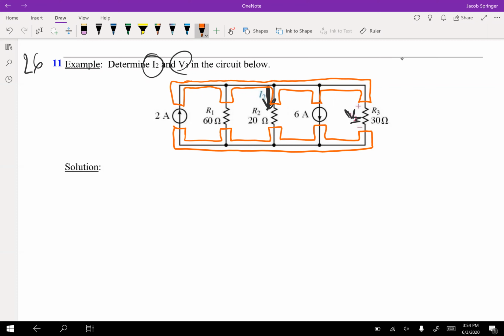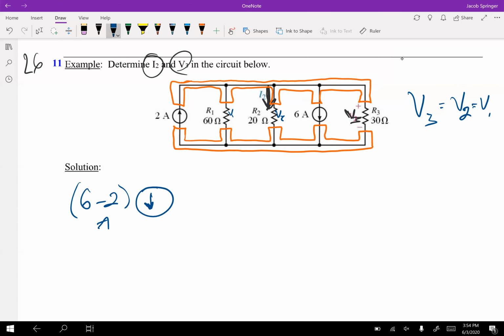So one thing that we can see immediately is that V3 is the same as the voltage across V2, which is the same as the voltage across V1. If we call this V1 and V2, they're all the same. They share the same two nodes on the outside, therefore they all have the same voltage. If I wanted to solve for V3 first, I can combine these current sources: 2 amps is going up, 6 amps is going down. 6 is greater than 2, so I'll follow it this way and say 6 minus 2 amps. I'm combining my parallel current sources.